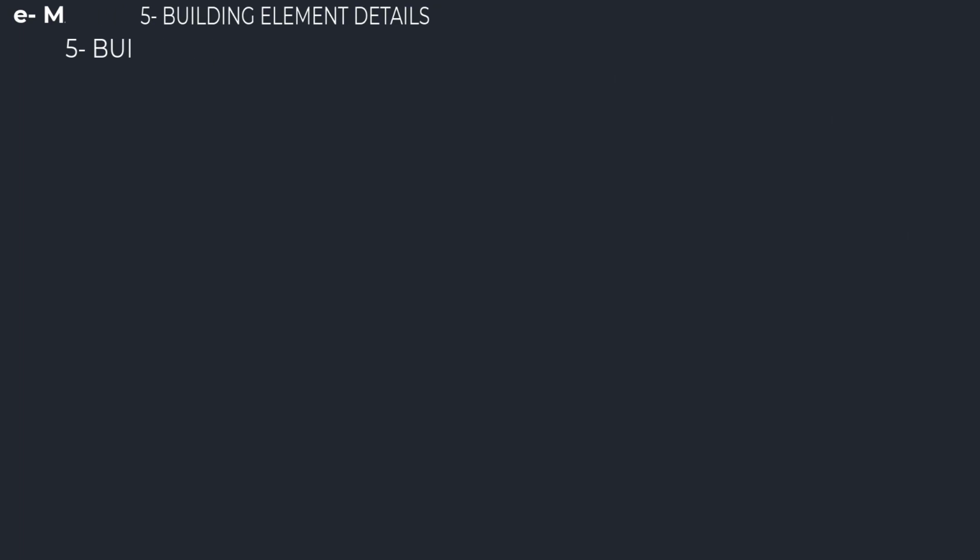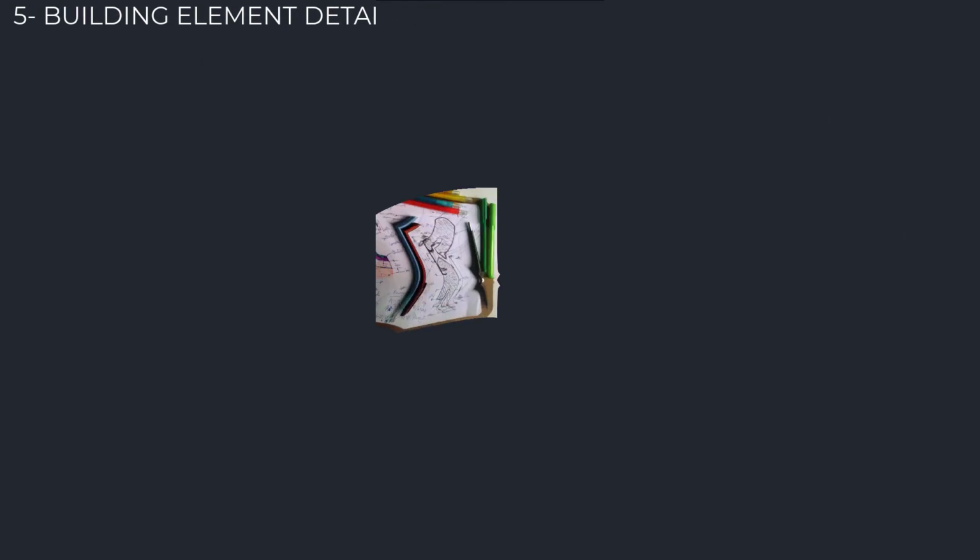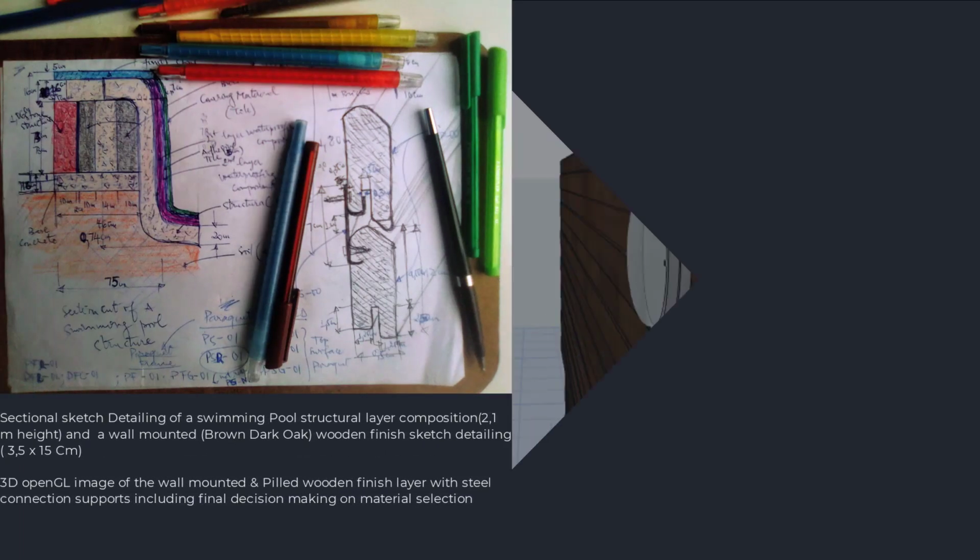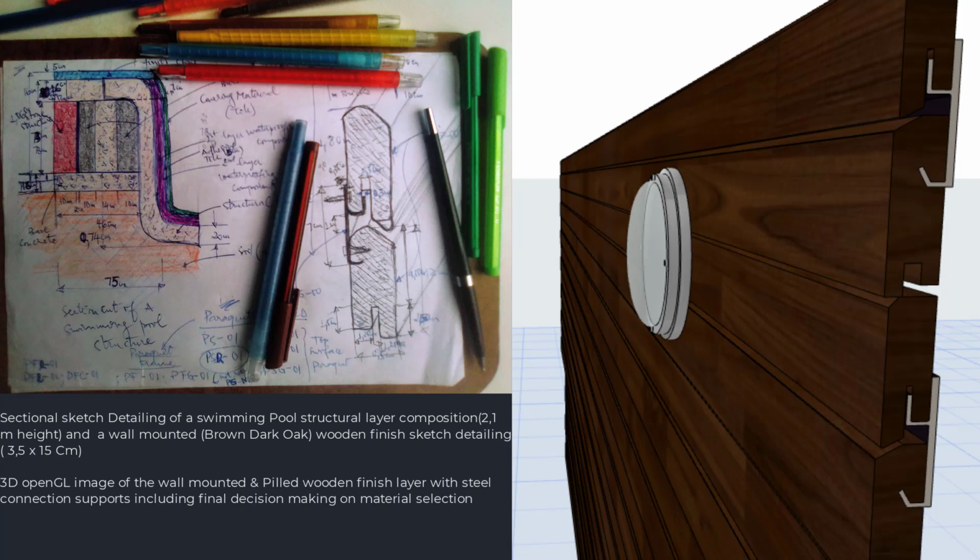Number 5, building element details. For this part, I selected some of my own products as an explanatory way of understanding. The image on the left is a sectional sketch detailing a swimming pool structural layer composition.